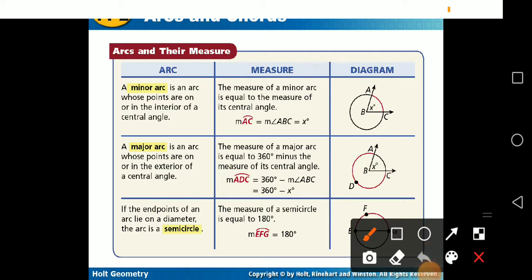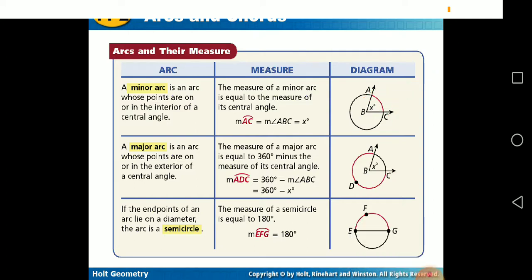This arc has points that are on or in the interior of a central angle. We say about this arc AC, I write it like this, AC, and put the arc symbol above the letters. So I have here arc AC. As you see, arc AC is equal to the angle ABC. So it's the same measure.